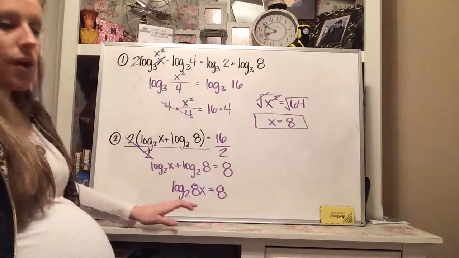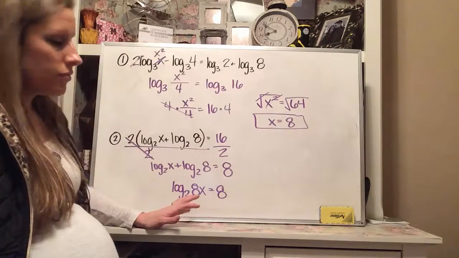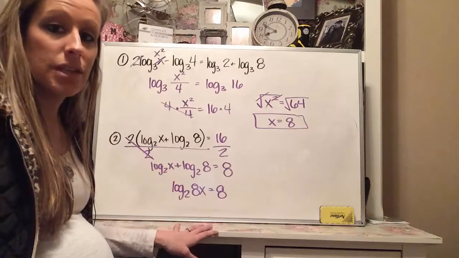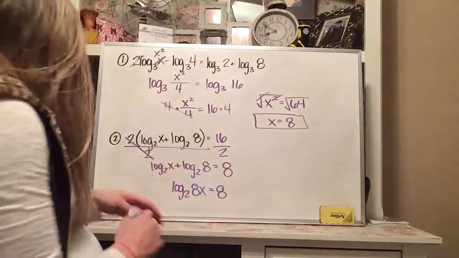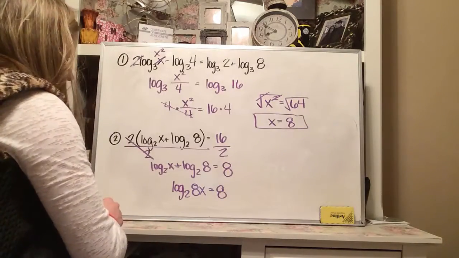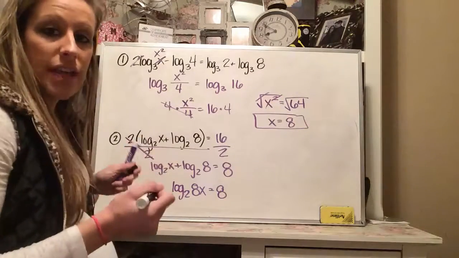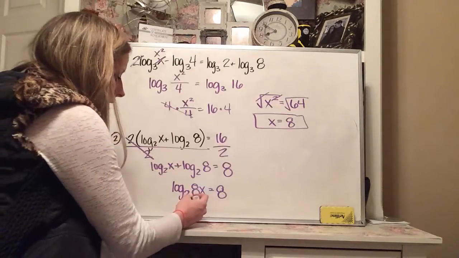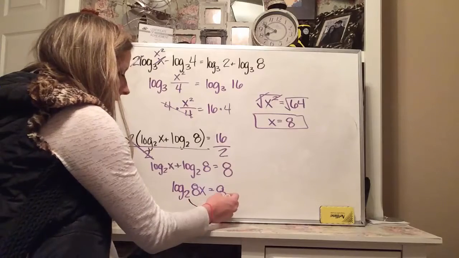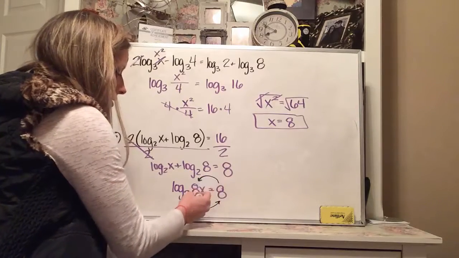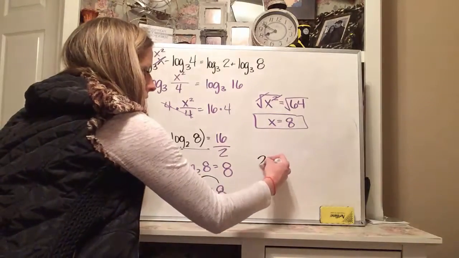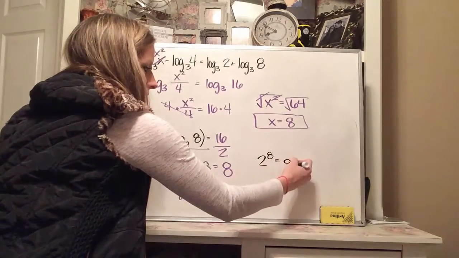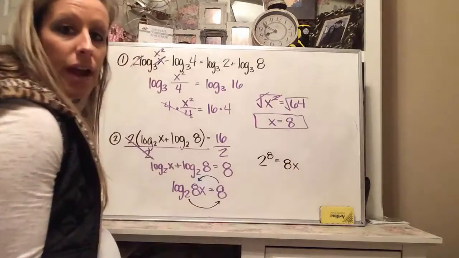Okay, so what we're going to do is change this to an exponential equation, and then we can solve for x. So, to change it to exponential, this is what we did last week. Start with the base and move counterclockwise. So 2 to the 8th power equals 8x. And I'm going to solve for x.